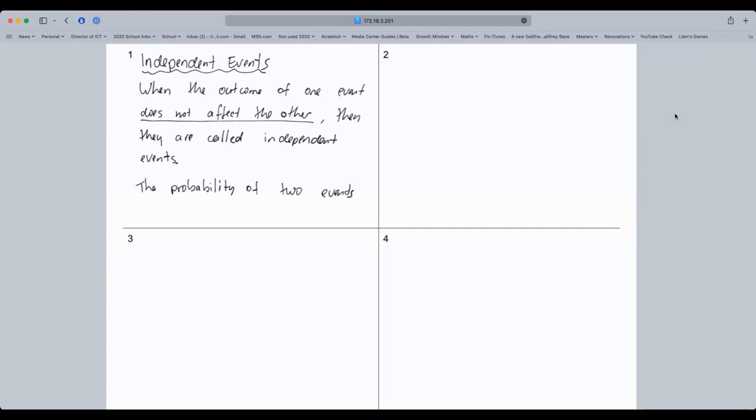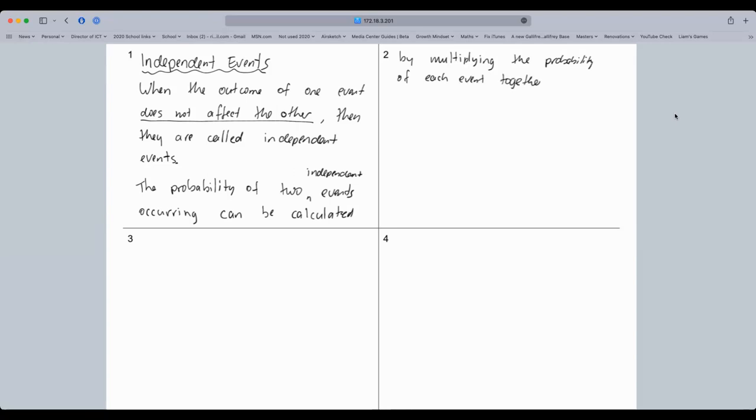The probability of two independent events occurring can be calculated by multiplying the probability of each event together.